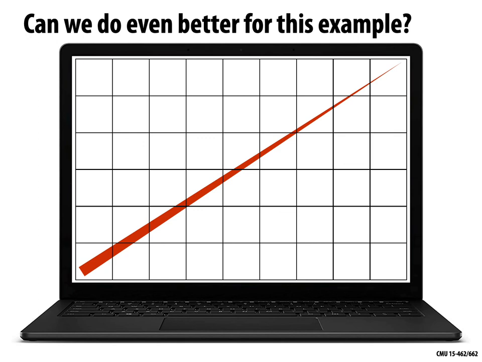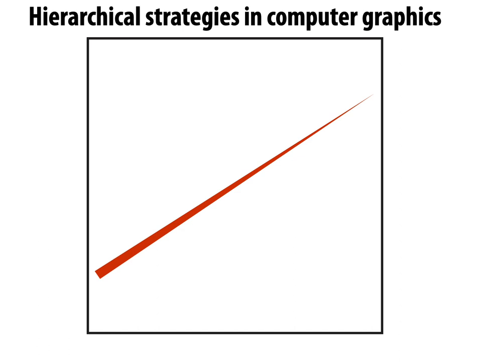And this leads to another really, really important idea in all of computer graphics, which is to take a hierarchical strategy. So we're going to apply this same coarse-to-fine thinking, but we're going to do it recursively. Rather than picking just one box size, we're going to start out by saying, okay, first, I'm going to check, is the triangle on the screen at all? If, for instance, all three vertices of the triangle are way off the screen, I shouldn't bother doing anything.